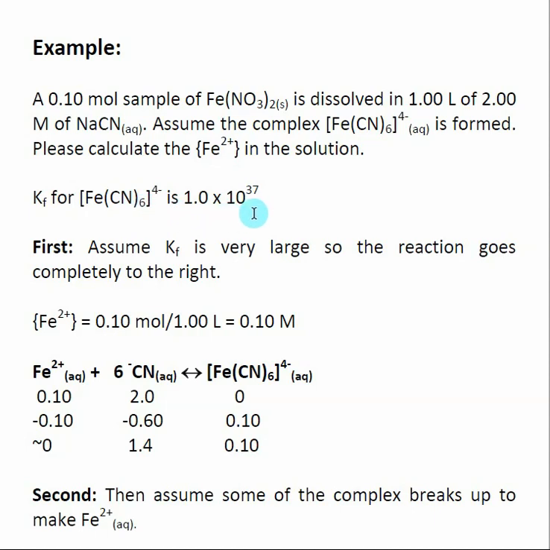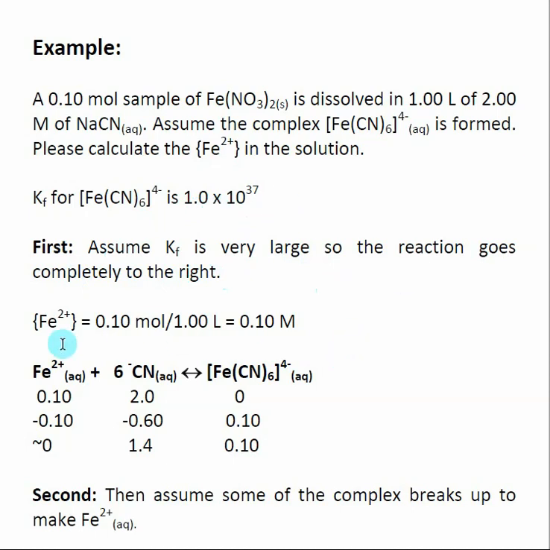Overall how we're going to do this calculation is by using a method called push forward and trickle back. In the first step we're going to push forward, which means that we're going to assume that this reaction goes all the way to the right, which is pretty safe considering that K sub f is a very large number.